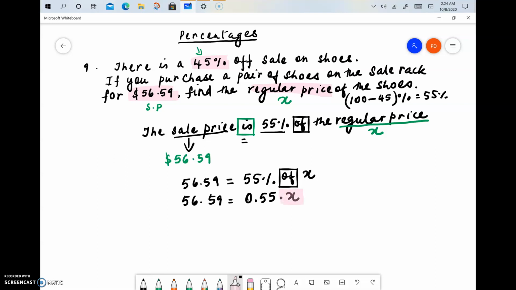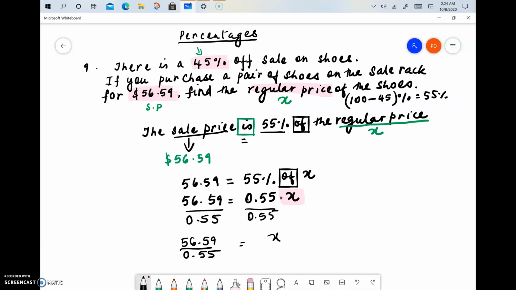So anything else we need to get rid of on the right hand side, so we divide by 0.55 on both sides. So X is equal to 56.59 divided by 0.55. We enter this into our calculators.